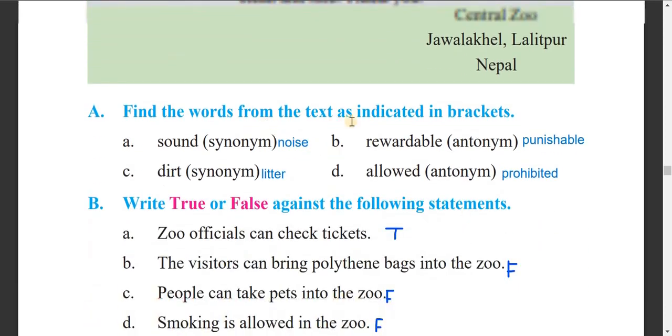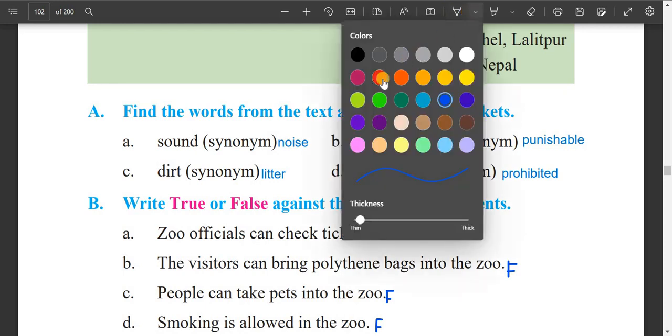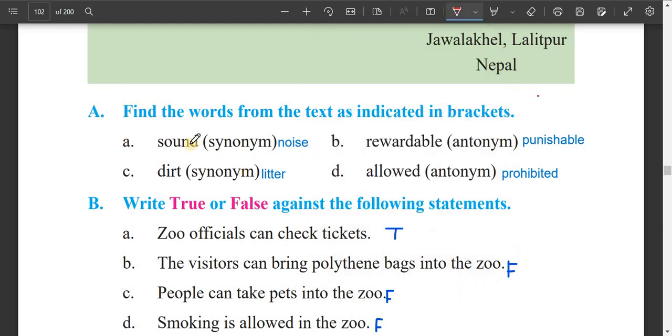Now, find the words from the text as indicated in brackets. Students, look here. The first one is sound. The similar word for sound is noise. You can find this in the text. And B, rewardable. The antonym, the opposite word for rewardable, is punishable. And C, dot. The similar word is litter. And allowed, the opposite or antonym is prohibited.